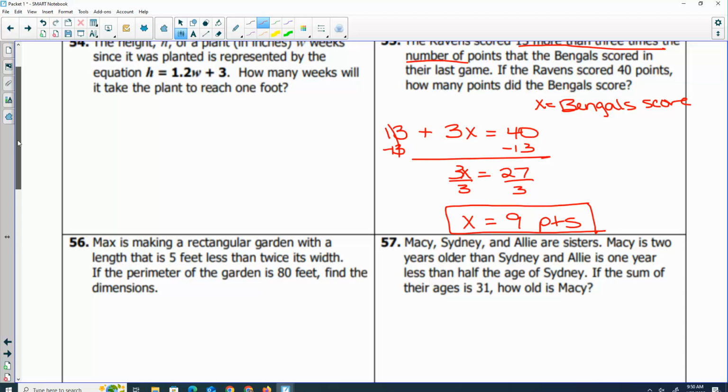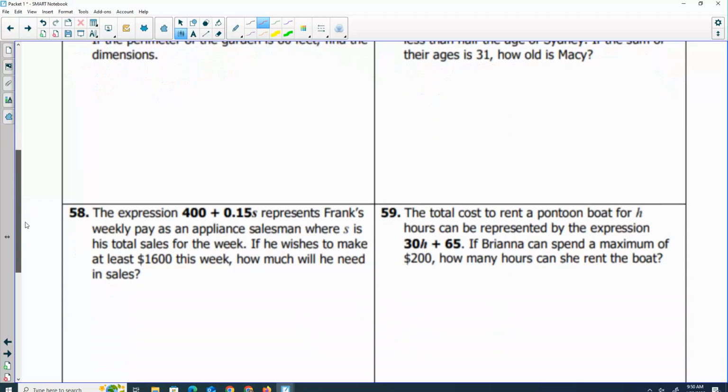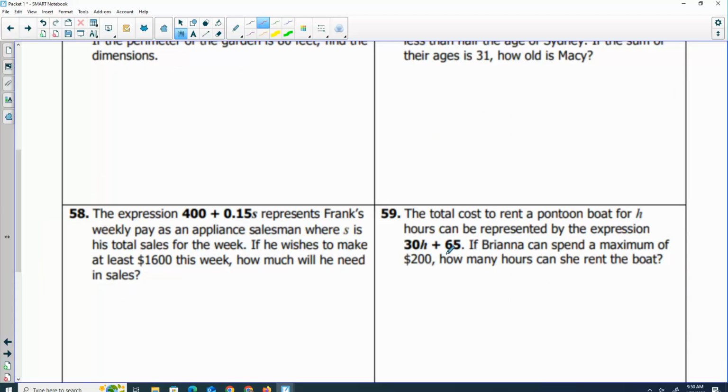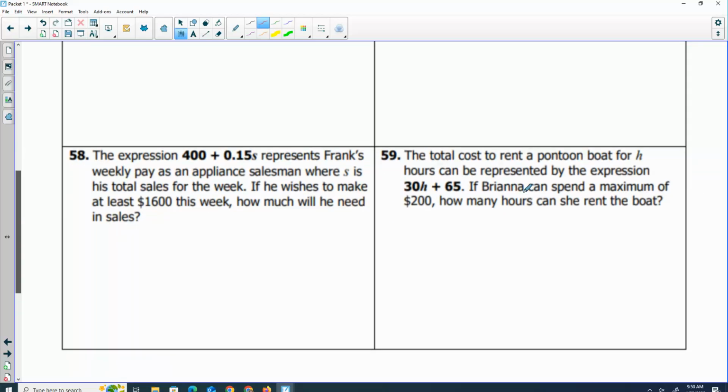I want to go down to 59. So this one is giving us an equation. The total cost to rent a pontoon boat for 8 hours can be represented by this expression. If Brianna can spend a maximum of $200, how many hours can she rent the boat? So what I know, this is her cost, and she can spend $200. So we'll set it equal to 200.